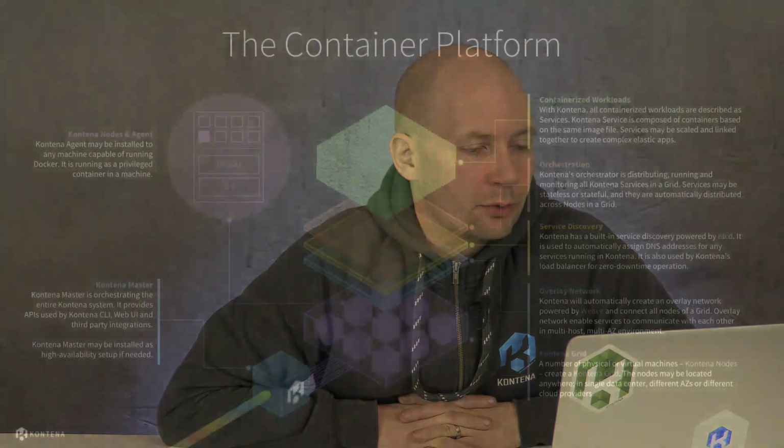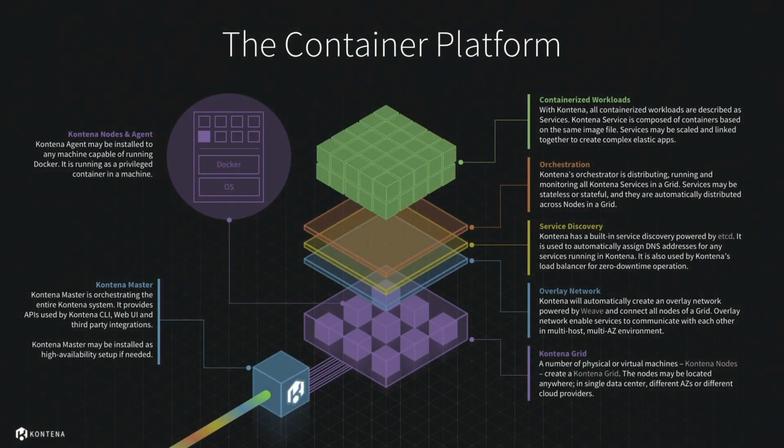Of course, we do have a built-in service discovery layer. So whatever service or container gets launched in the Kontena platform, it always gets DNS addresses. So it's really easy to find your services. Let's say your MySQL database for your WordPress website. It's always easy to find it with a DNS name.